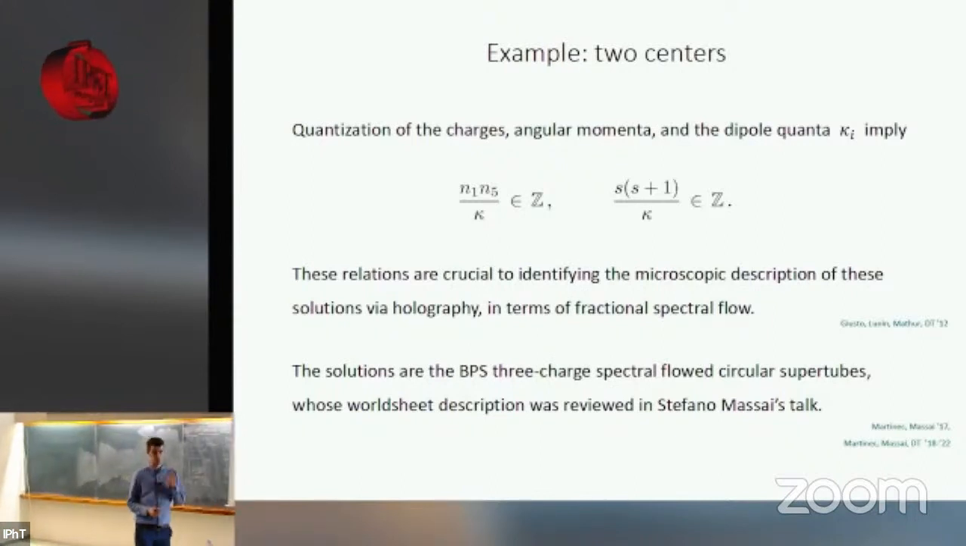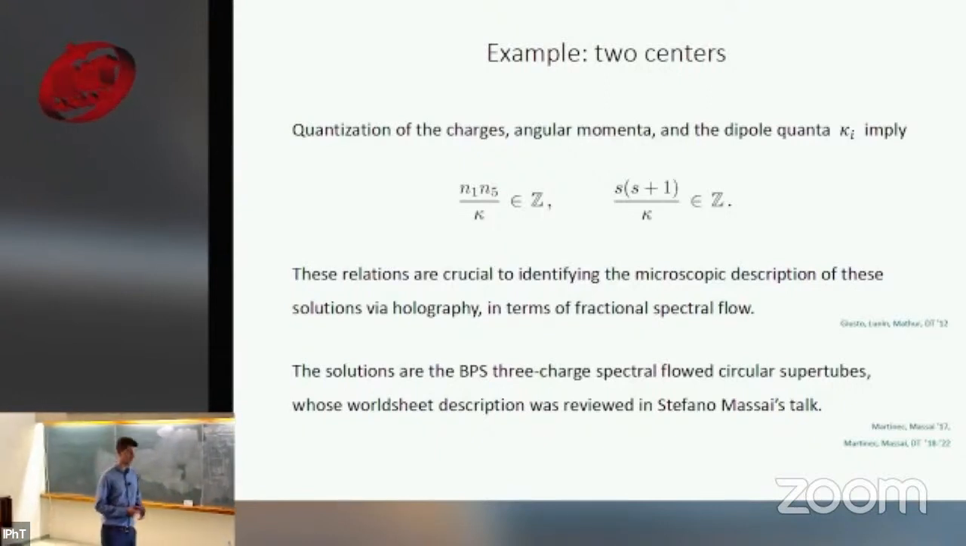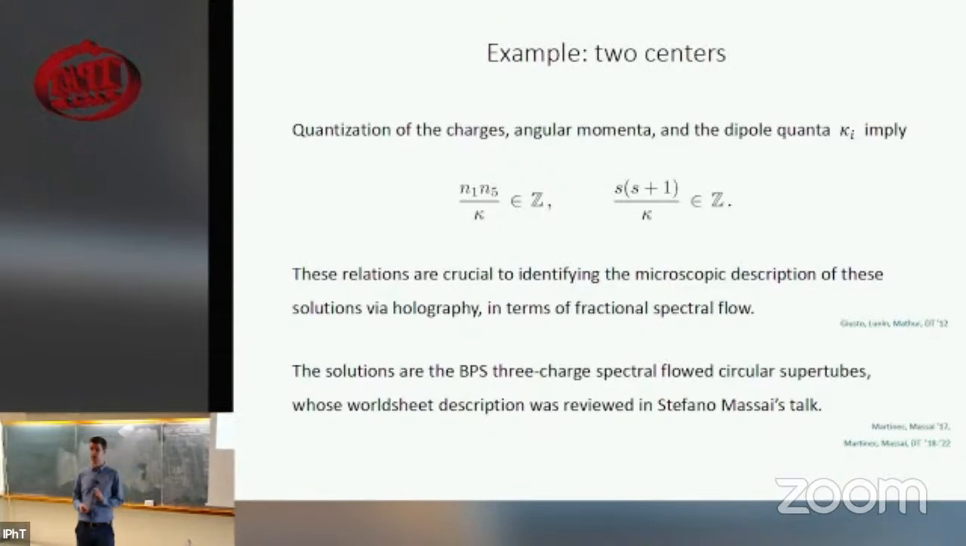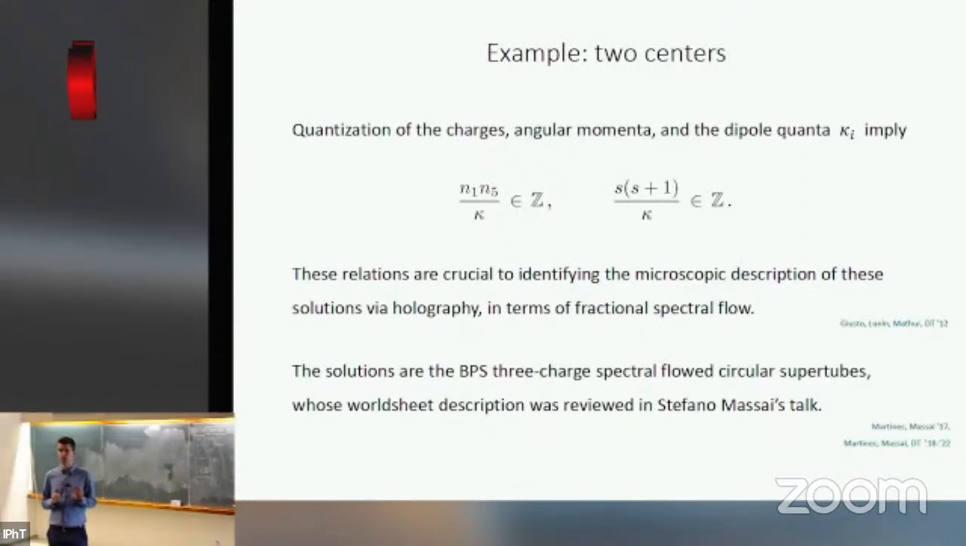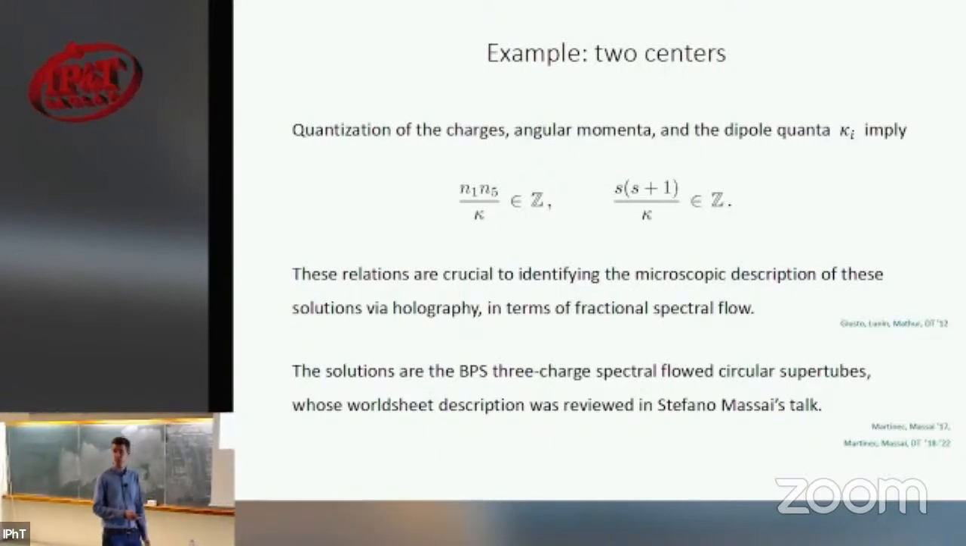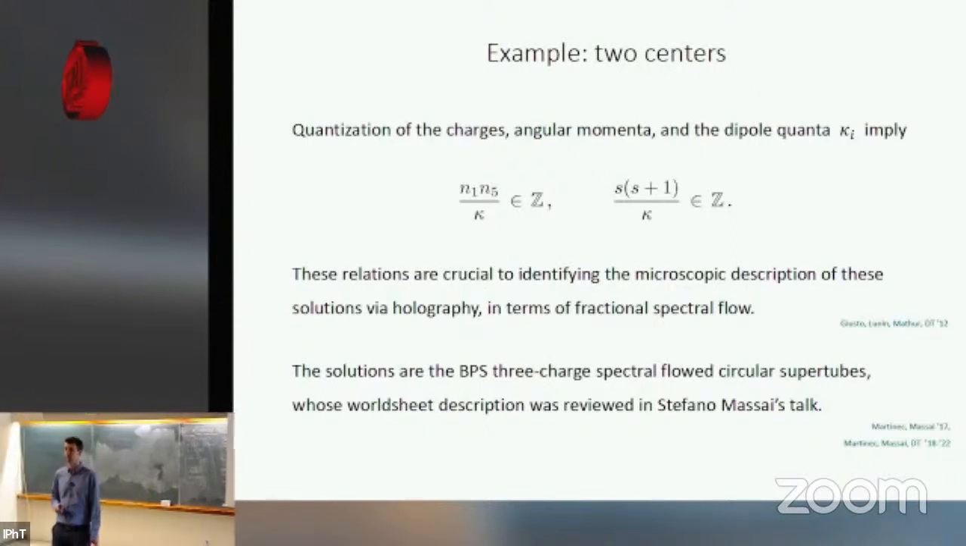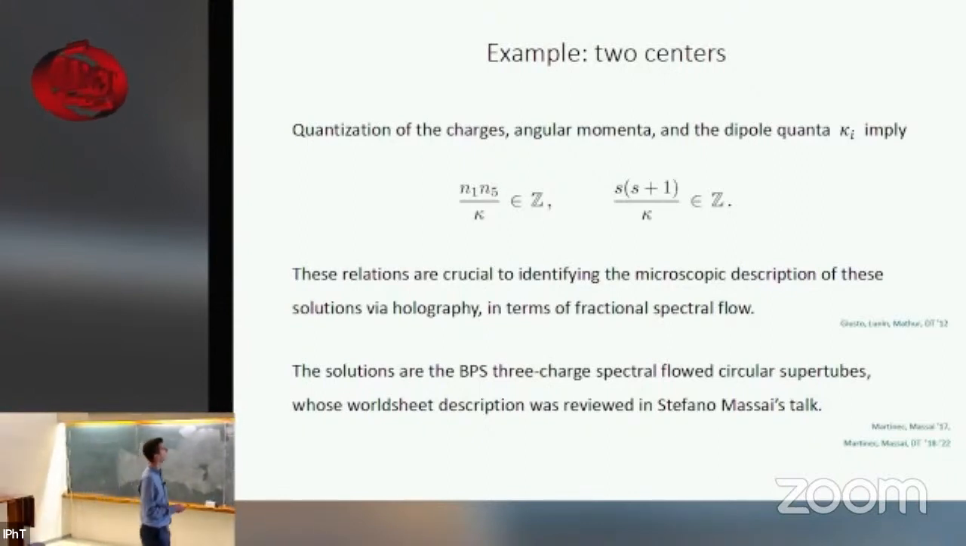And in the dual symmetric product orbifold point of the holographic CFT, this is described in terms of a fractional spectral flow. This was just to illustrate for you that the quantization conditions really are important in practice for building these solutions and embedding them in string theory and holography. Okay, so these solutions, by the way, are the BPS three-charge spectral flowed circular supertubes that Stefano Massai talked about yesterday. Okay, so far so good.